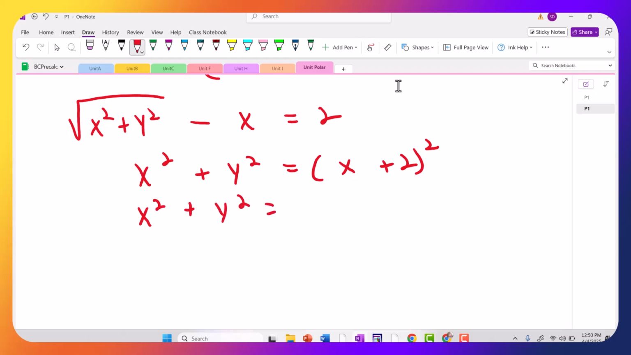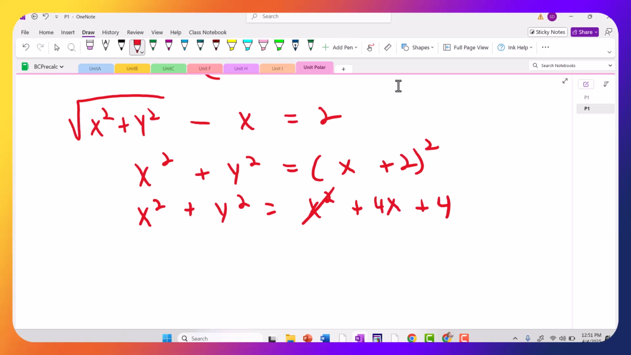FOIL. I swear to dog, my AB-ers, some of them still can't FOIL. I want to cry. I cry myself to sleep every night thinking about AB students that can't factor because they can't FOIL.